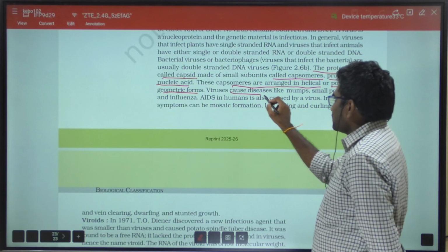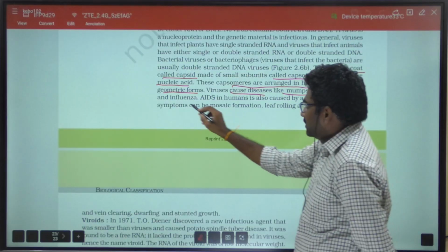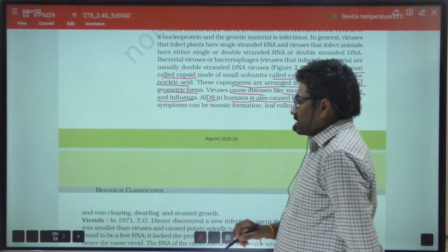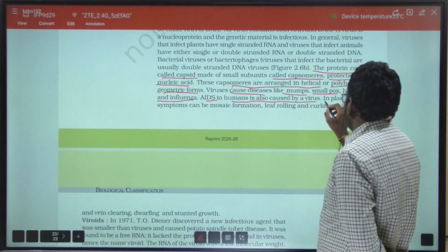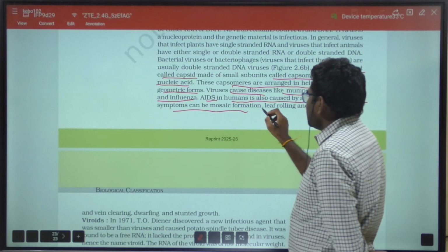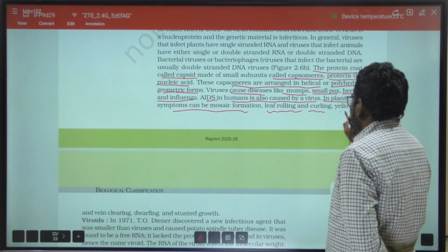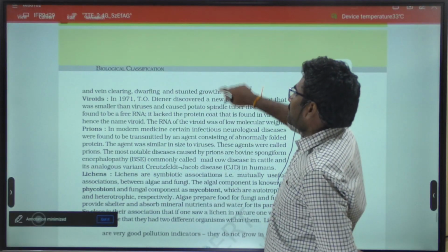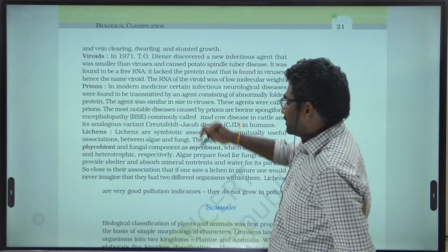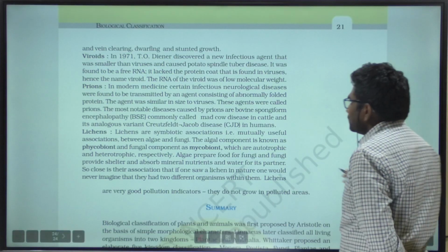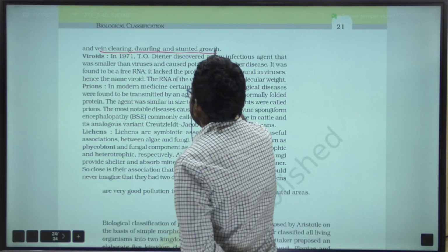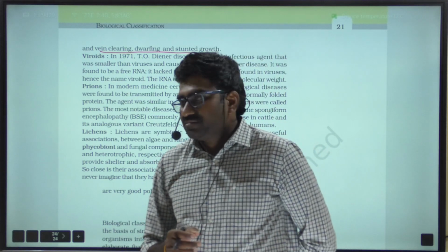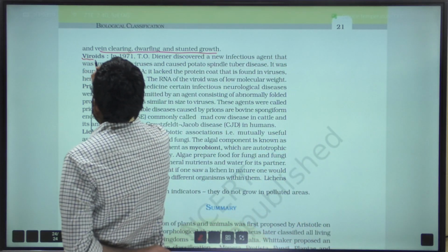Viruses cause diseases like mumps, smallpox, herpes, and influenza. AIDS in humans, acquired immunodeficiency syndrome, is also caused by a virus. In plants, the symptoms can be mosaic formation, leaf rolling and curling, yellowing and vein clearing, dwarfing and stunted growth. First we'll observe the symptoms in the leaf part only.